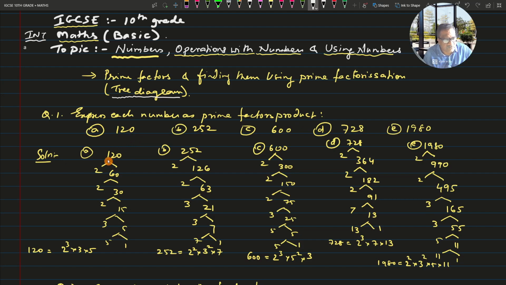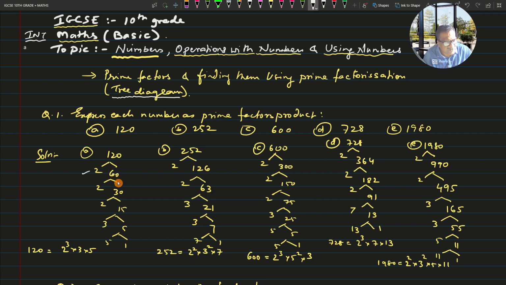So how do you have to do this? You have to write 120 over here and make a branch like this. Now you all know that the very first and lowest prime number is 2. So we have to start with 2. So write a 2 over here. Okay, and 120 divided by 2 is how much? That you write over here. So 120 divided by 2 is 60. So 60 you have to write on the other side of the branch.